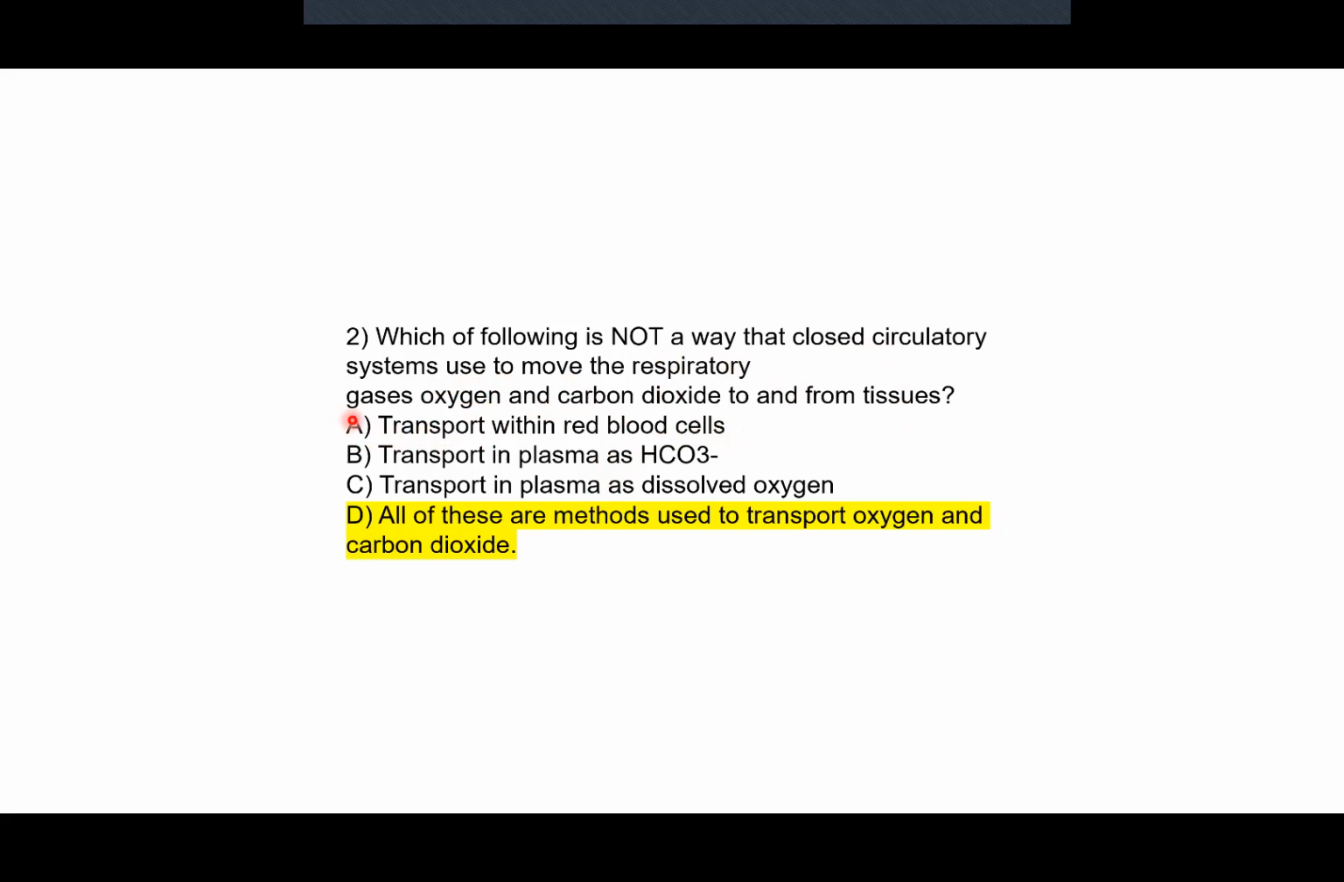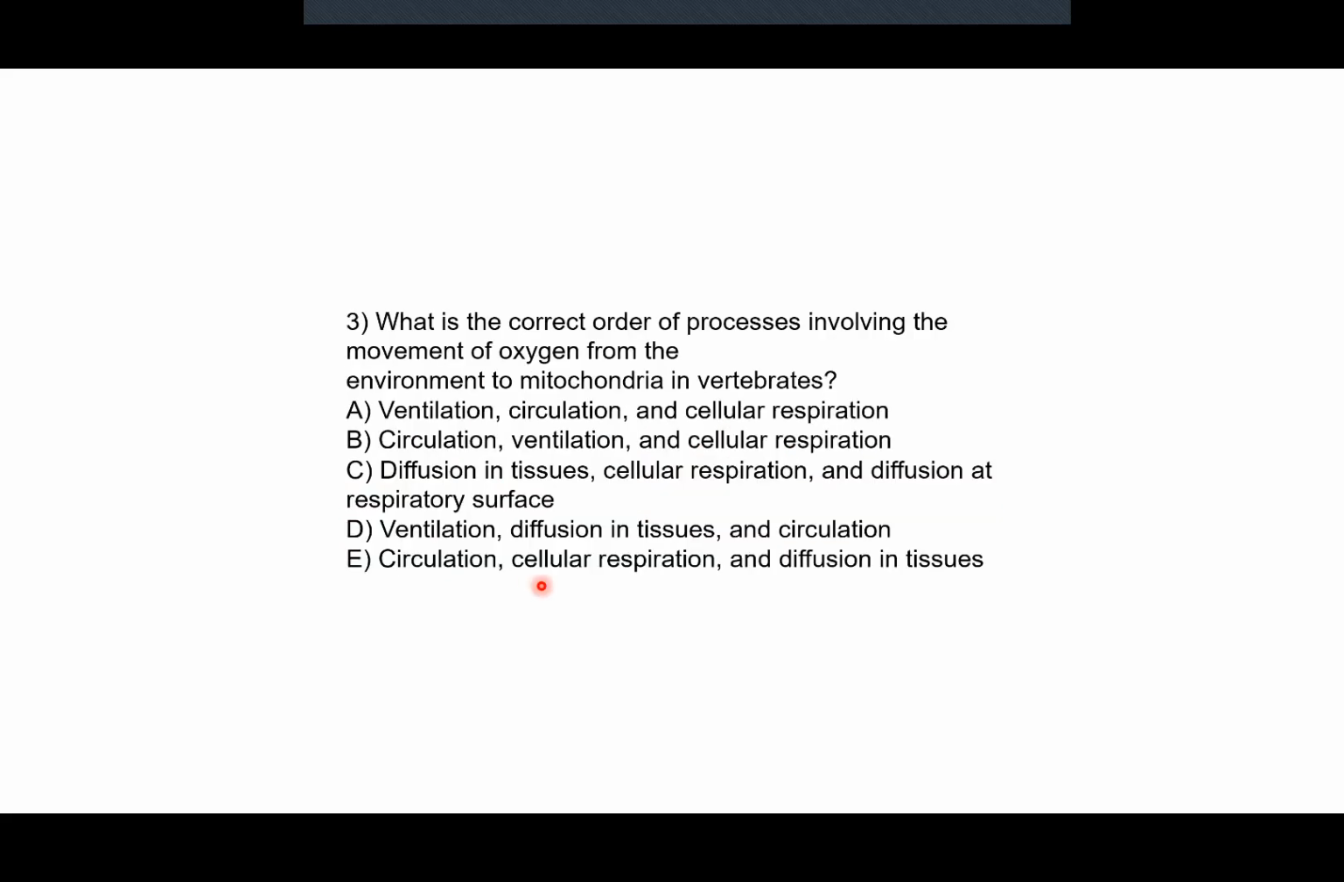So we know that oxygen is transported via red blood cells. And we know that carbon dioxide turns into the bicarbonate ion. And we also know that oxygen can dissolve. So all of these methods are used to transport oxygen and carbon dioxide. 3, what is the correct order of processes involving the movement of oxygen from the environment to mitochondria in vertebrates?